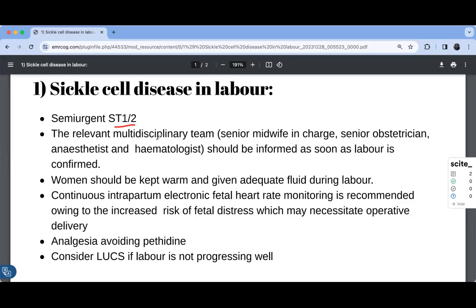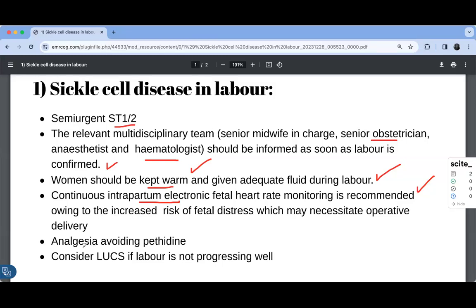You mentioned the relevant multidisciplinary team, that's okay. Yes, you did that, so well done. The most important part of the multidisciplinary team is your senior and the hematologist, so they should be informed once labor has started. The patient needs to be kept warm, which you have already covered, and given adequate fluid during labor. Well done for that. Continuous intrapartum electronic fetal heart rate monitoring is required, owing to the increased risk of fetal distress, which may even necessitate expediting the delivery.